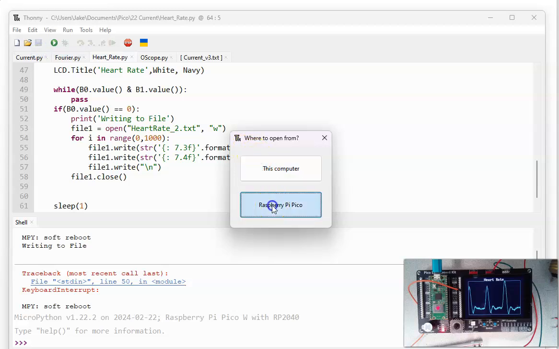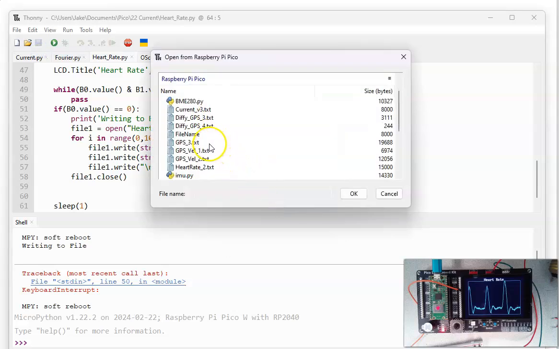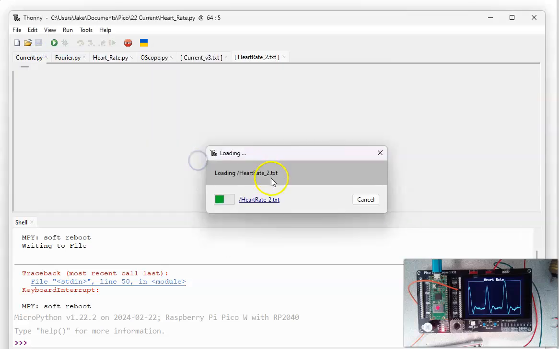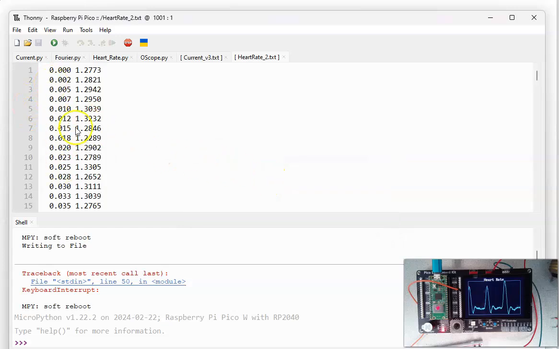Then open from the Pi Pico, heart rate 2. There's the time and the voltage. That plotted out is the signal. Going to see I could use a little bit more gain. It's not really changing all that much. Actually not too bad.